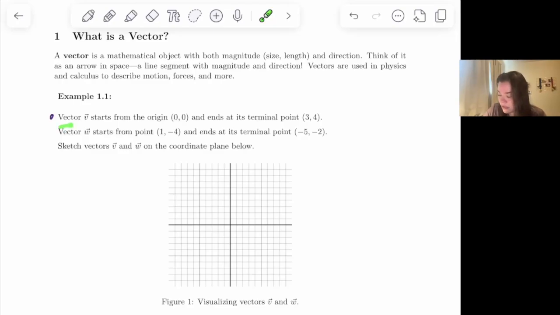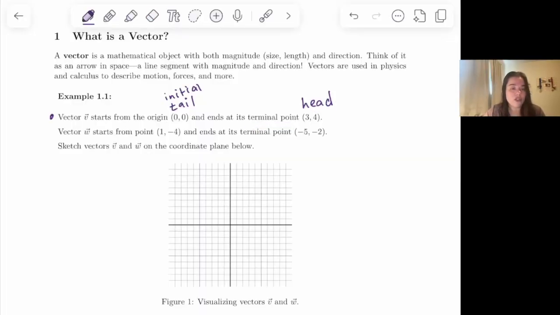We see vector v starts at the origin and ends at a terminal point of (3, 4). We would refer to the origin as the tail point of the vector, and we would refer to the terminal point as the head of the vector. We might also refer to the first point, the tail, as the initial point of the vector. So you could have initial, tail, to mean the starting point, and then you could use terminal point or head to describe the ending point, just some terminology used.